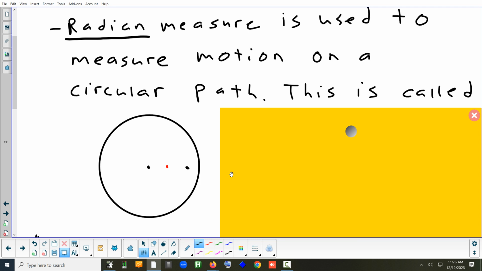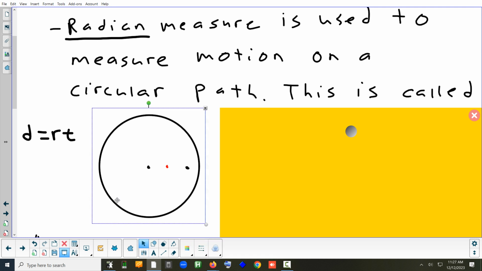So when we talk about speed of something moving in a straight line, does anyone remember the distance formula? It's distance equals, and then it's usually 2 letters multiplied together. Rate times time. Distance equals rate times time. So let's look at this wheel. There's three different dots on it: the black dot in the center, then the red dot, and then the black dot on the outside.